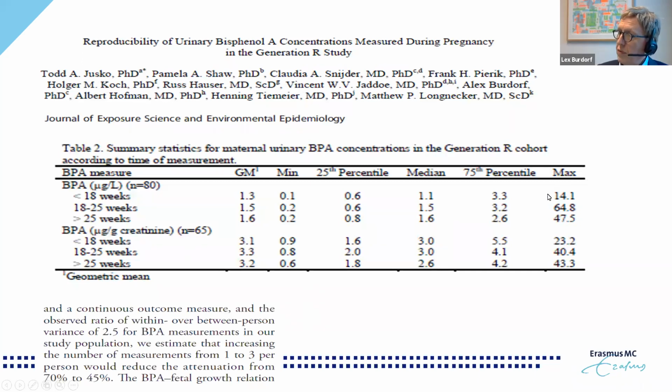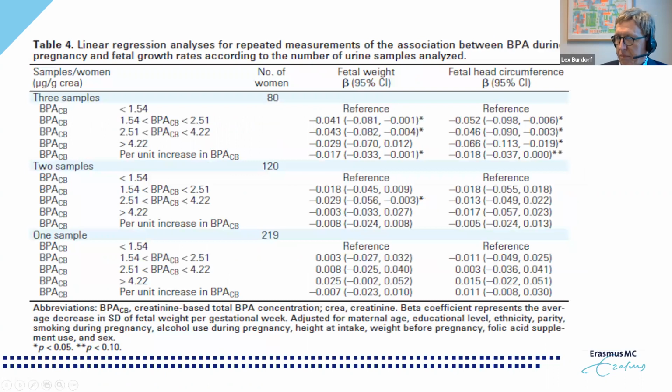And if there is a huge variation, then one single measurement probably doesn't tell you the true story. So you need probably more measurements to arrive at a better estimate of the average exposure of that particular woman. And that was actually illustrated in the paper where we said, okay, let's mimic the 3 strategies we have. So we use only one sample.